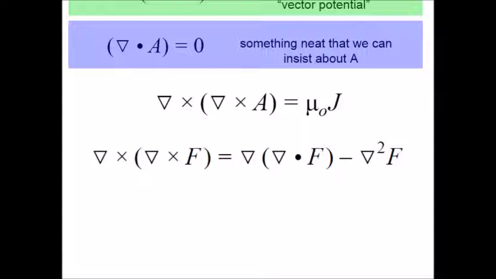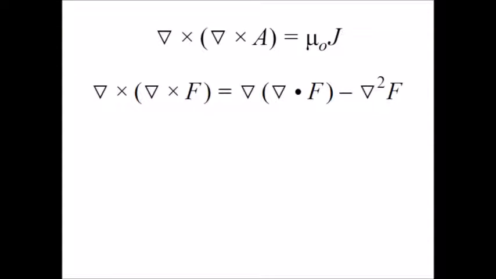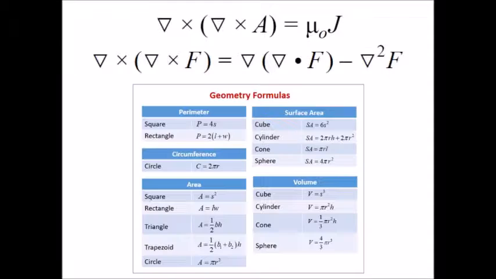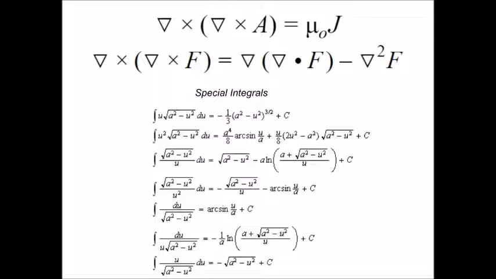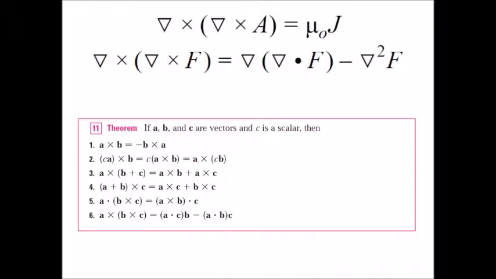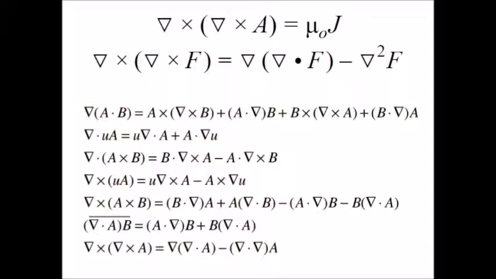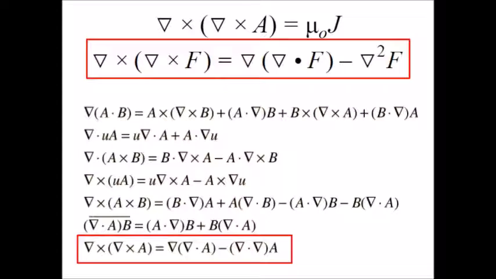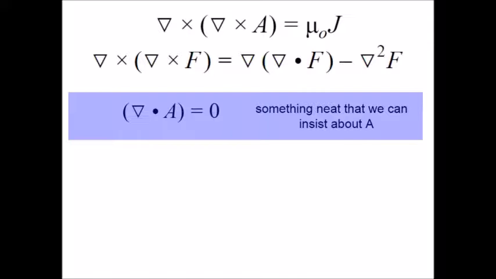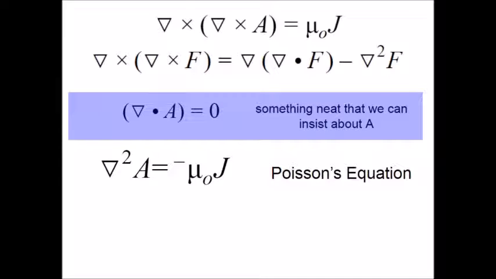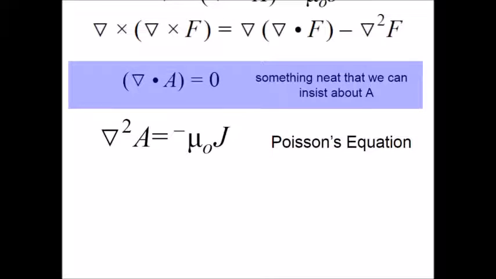And if that looks bizarre and mysterious, it is. We got it from a textbook, just like we learned geometry and then got facts from a textbook, and then trigonometry and got facts from a textbook, and special integrals from a textbook. The cross product and the dot product are the same way, and so is vector calculus. And here is that fact that we are using, so let's use it, and let's remember that neat thing we insisted about vector A to write Poisson's equation.